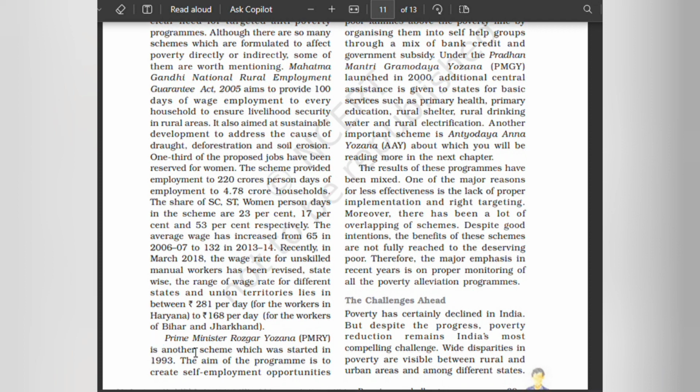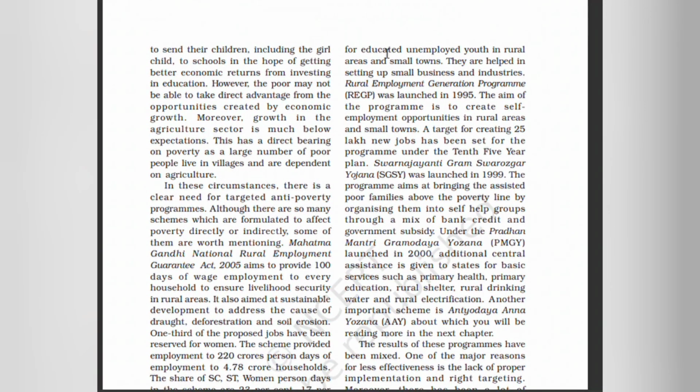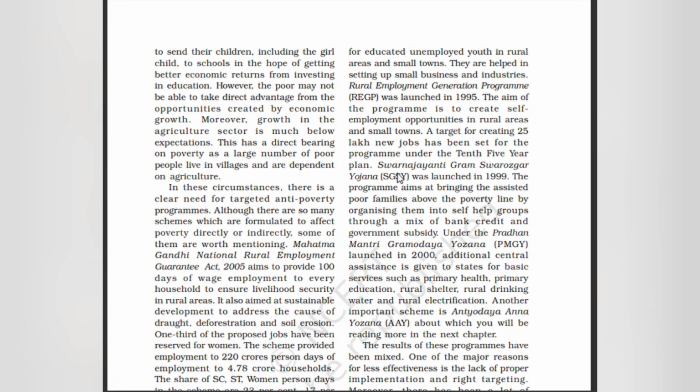Prime Minister Rozgar Yojana (PMRY) is another scheme, which started in 1993. The aim of the program is to create self-employment opportunities for educated, unemployed youth in rural areas and small towns. They helped in setting up small businesses and industries. The Rural Employment Generation Program was launched in 1995. The aim of the program is to create self-employment opportunities in rural areas and small towns. A target of creating 25 lakh new jobs has been set for the program under the 10th five-year plan.